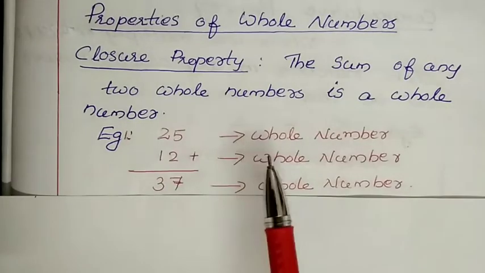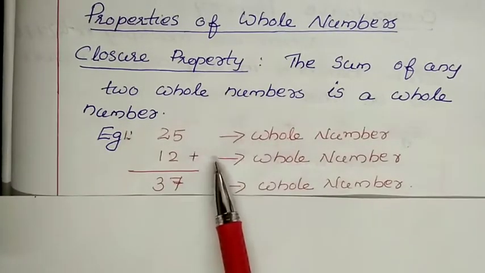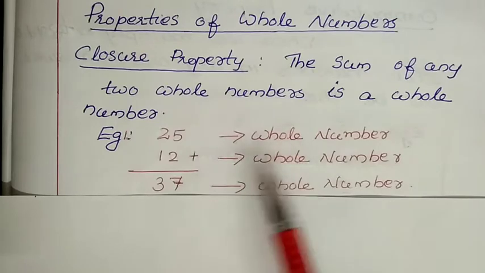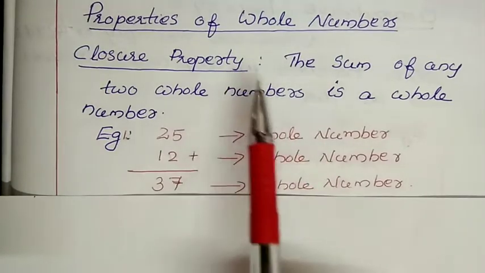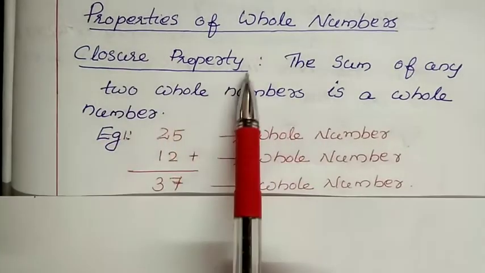Another example, 0 plus 5. 0 is a whole number and 5 is a whole number. 0 plus 5 is 5. That answer is also a whole number. Very simple. This property is known as closure property.